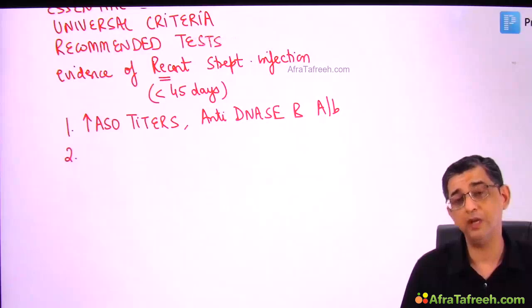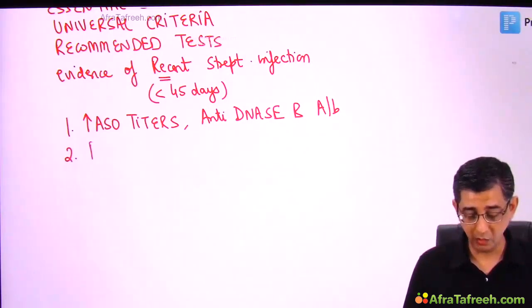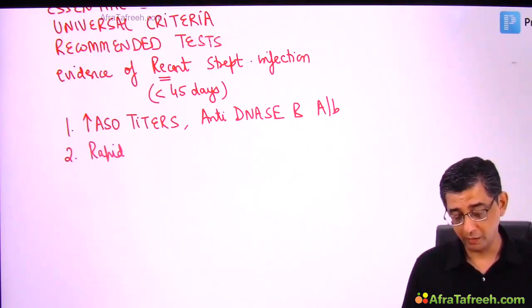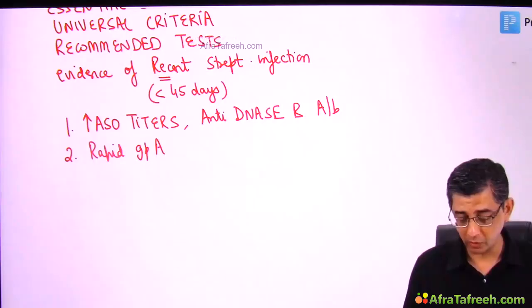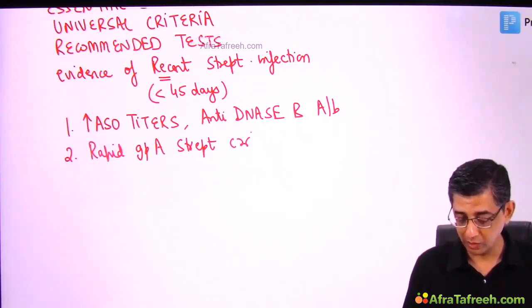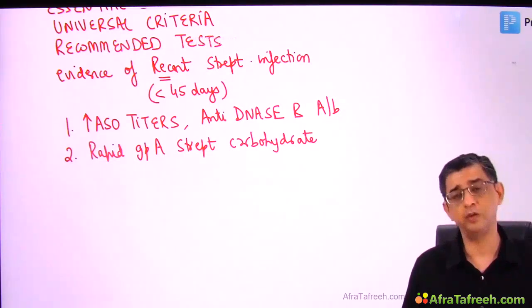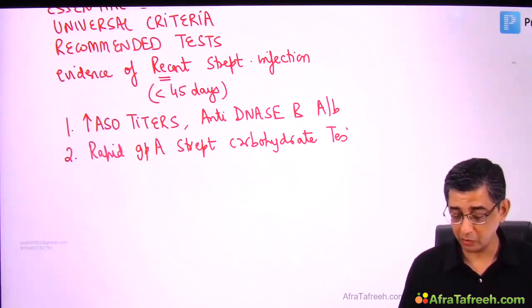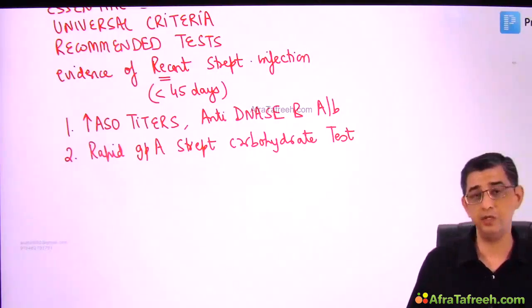Now suppose I do not have facility for this, then I can do a rapid test also. The test to be answered by you now will be rapid group A streptococcal carbohydrate antigen test. Suppose you do not have facility for even doing these two, then at least your microbiology department or the microbiology technician can set up a throat swab which you can maybe send to a tertiary care place.